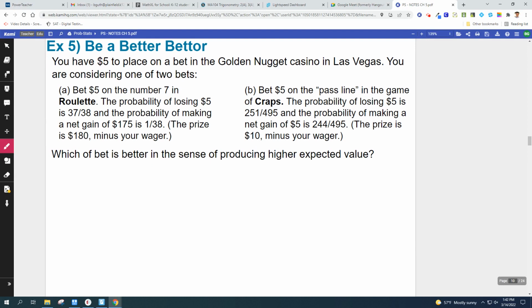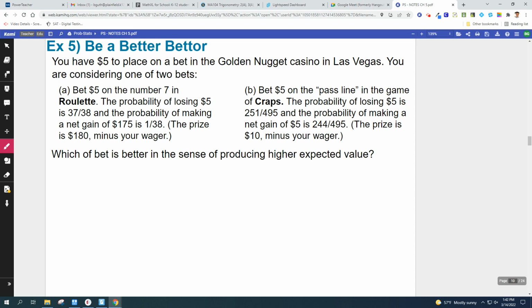Example 5, be a better bettor. You have $5 to place on a bet in the Golden Nugget Casino in Las Vegas. You're considering one of 2 bets. Part A says bet $5 on the number 7 in roulette. Remember roulette, you've got a big wheel, you've got black and red numbers, but 2 of them are green.